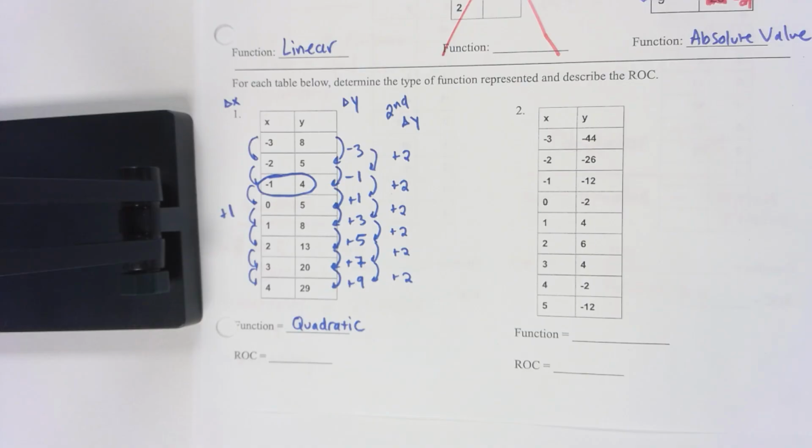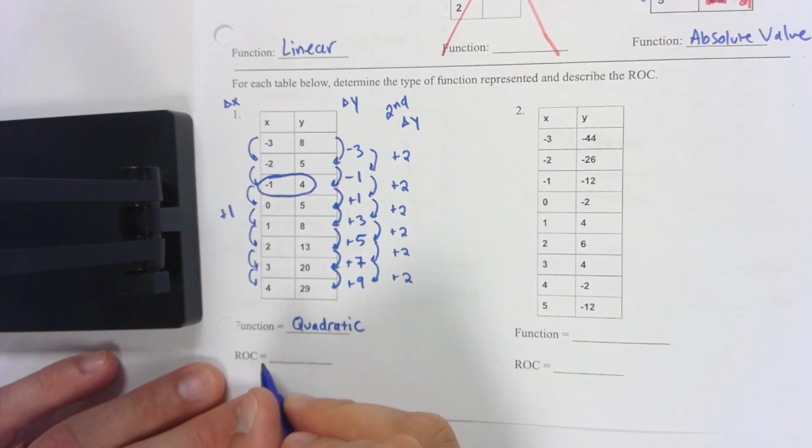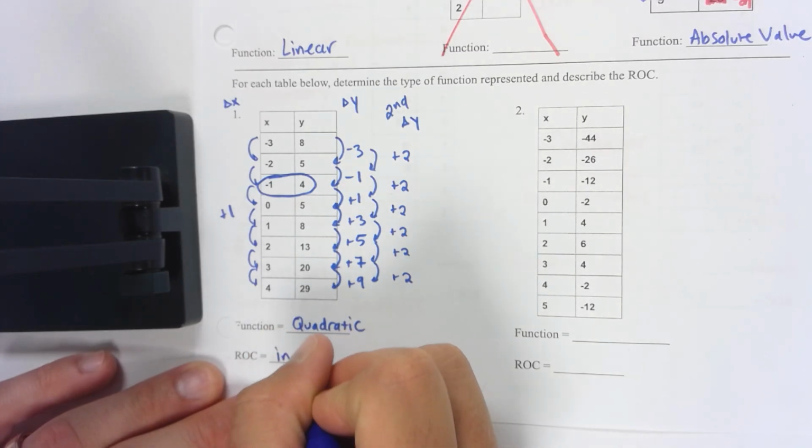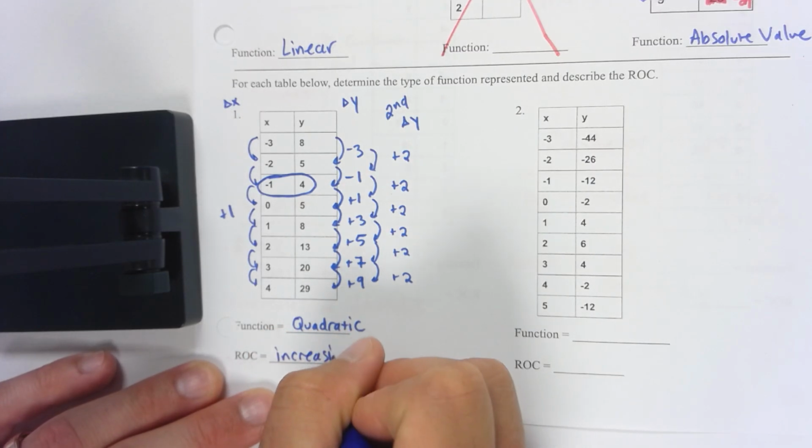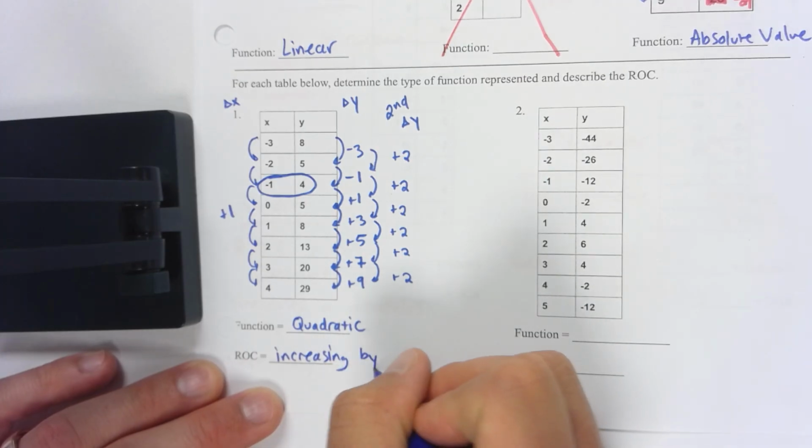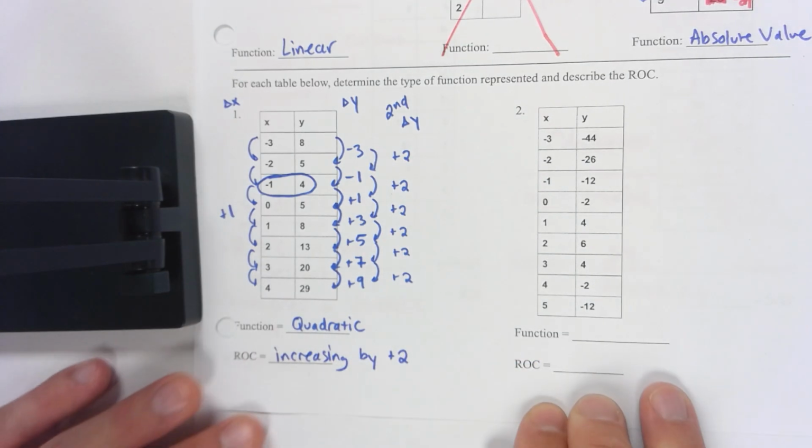And the way that we're going to describe the rate of change is we'll say it is increasing because we're adding in that second change in y, and it's increasing by 2.